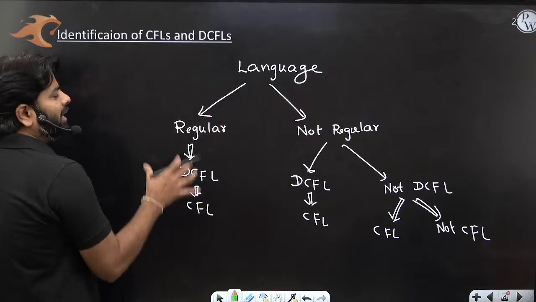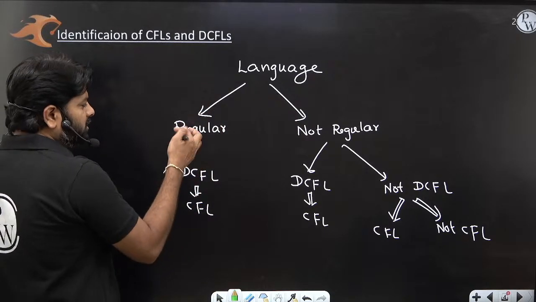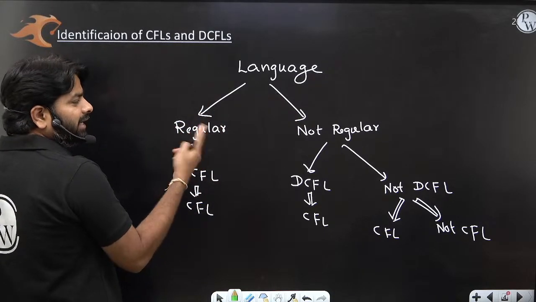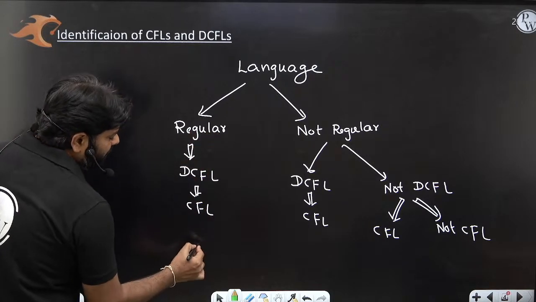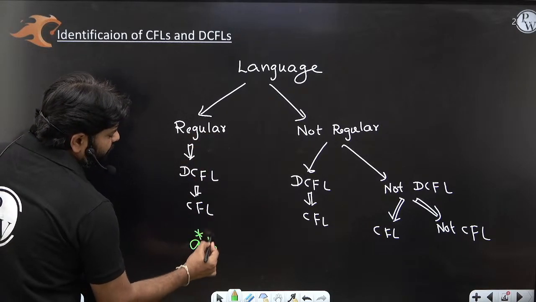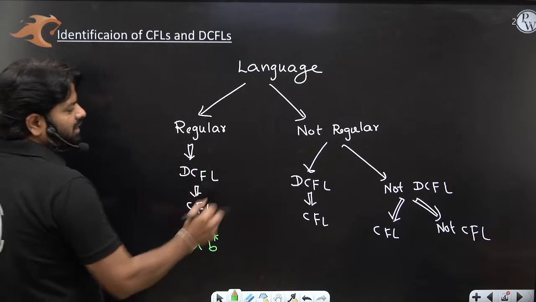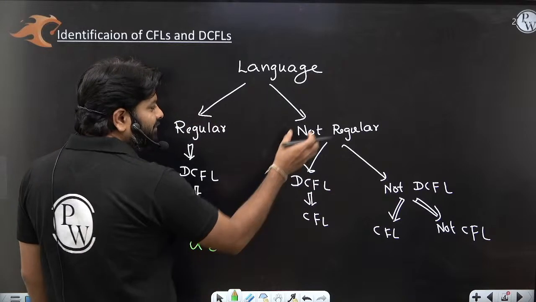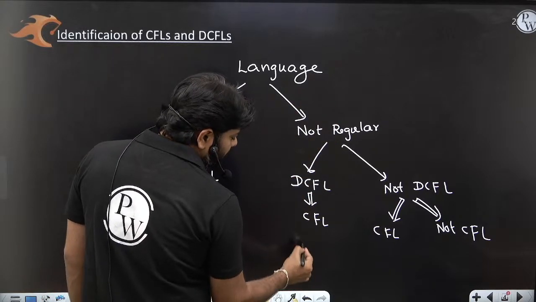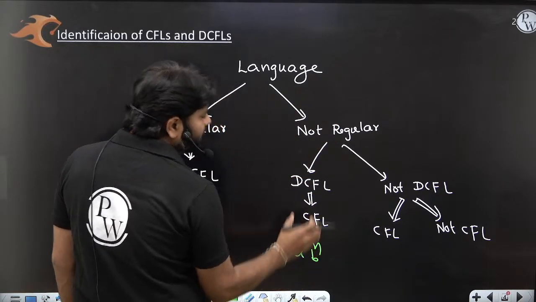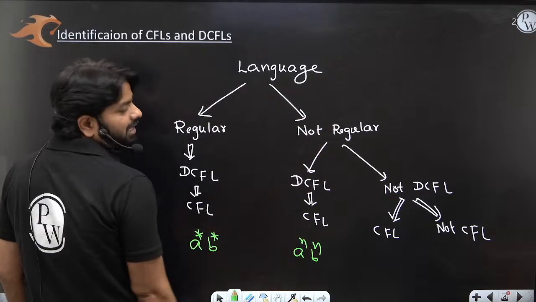Here we get finite and infinite both, because regulars are of two types, finite and infinite. I'm just giving one example, a star b star. This is regular, DCFL, CFL, everything satisfies. What about a DCFL and CFL but not regular? Example, a power n b power n. It is not regular, but it is DCFL as well as CFL.